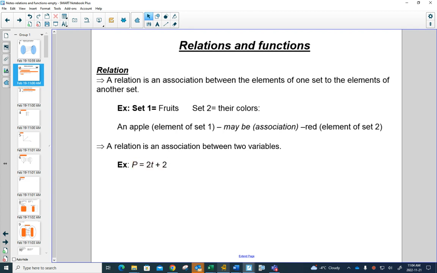Okay? Sometimes you get a relation in the form of an equation. In this case, P is equal to 2t plus 1. So can you see in this relationship, when t equals 3, what does p equal? Well, you plug in 3 for t, 2 times 3 is 6 plus 2. You would find out that p is 8. So we have a relationship. When one thing happens, something else happens.